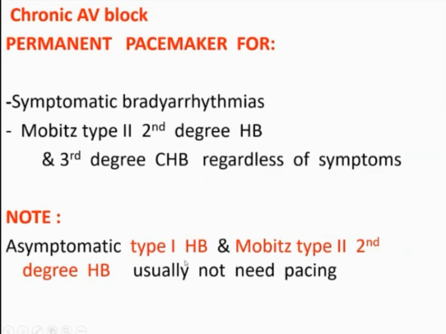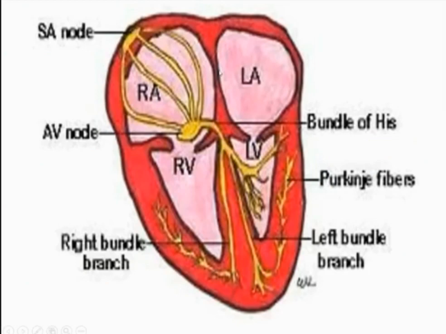What about the bundle branch block? As you know, we said the His bundle divides into two branches: the right bundle, which supplies the right ventricle, and the left bundle, which supplies the left ventricle, and it is also subdivided into the posterior fascicle and the anterior fascicle, okay?